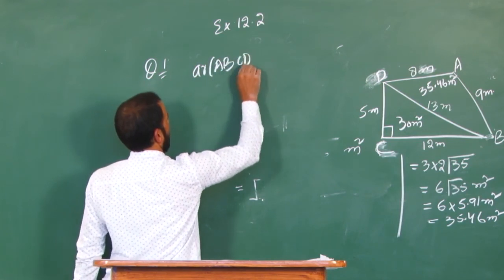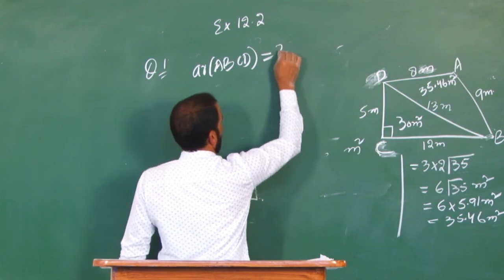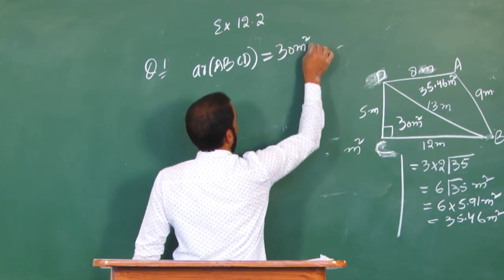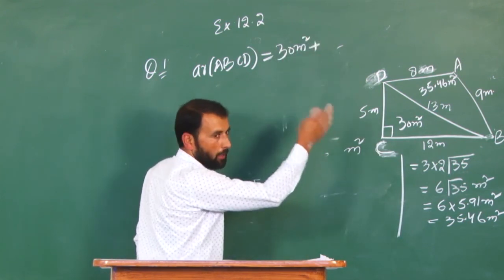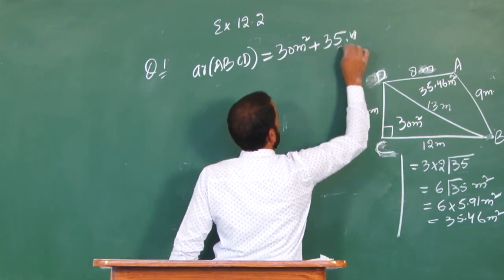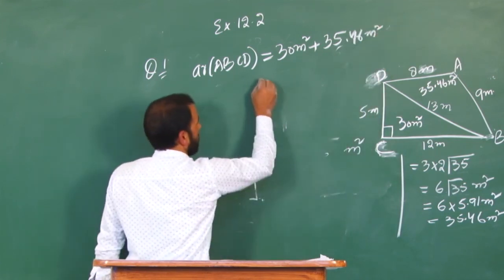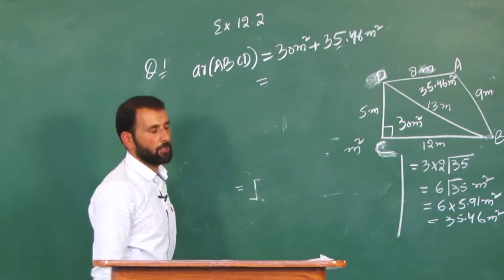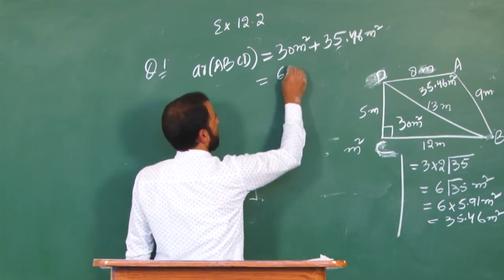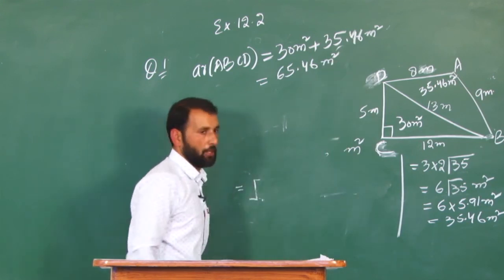That is, area of ABCD is equal to the area of triangle BCD, that equals 30 meter square, plus the area of triangle ABD, that is 35.46 meter square. Then after finding the sum, we get 30 plus 35.46 is 65.46 meter square, which is the area of the park.